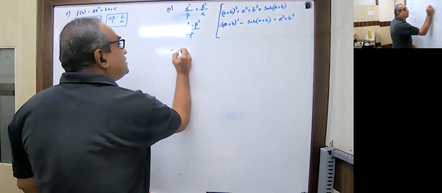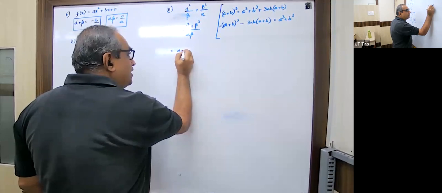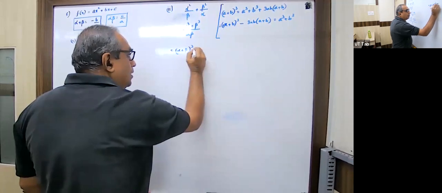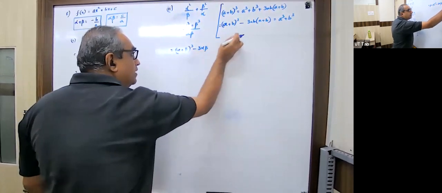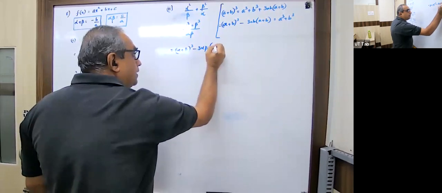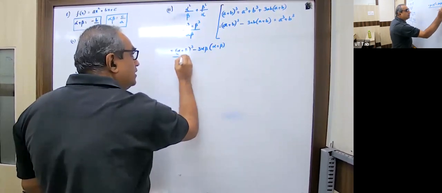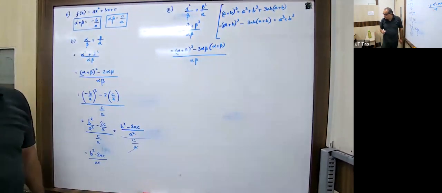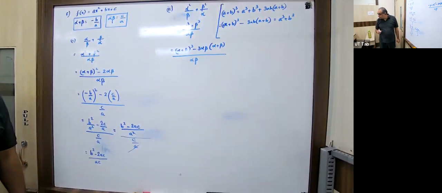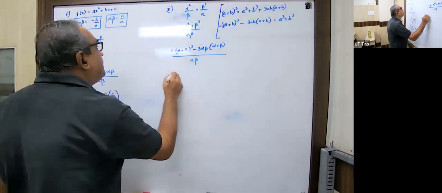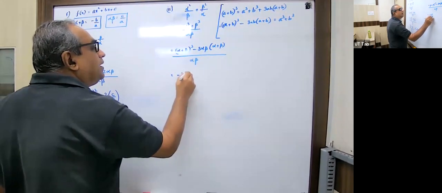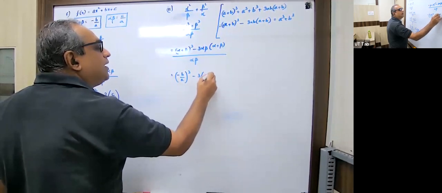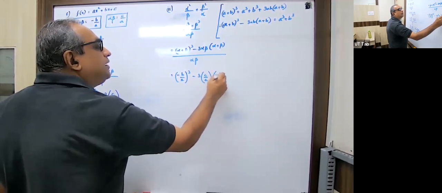Now this I am going to write as (alpha + beta) the whole cube minus 3 alpha beta into (alpha + beta) the whole upon alpha beta. What is alpha plus beta? Minus b by a. What is alpha into beta? c by a.